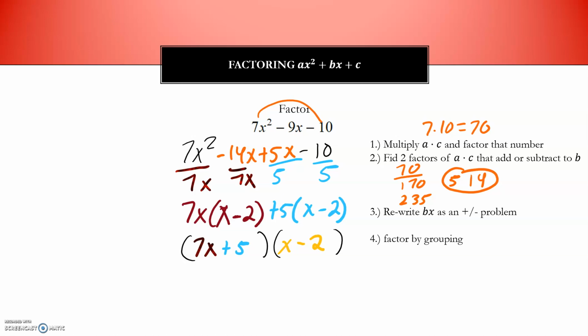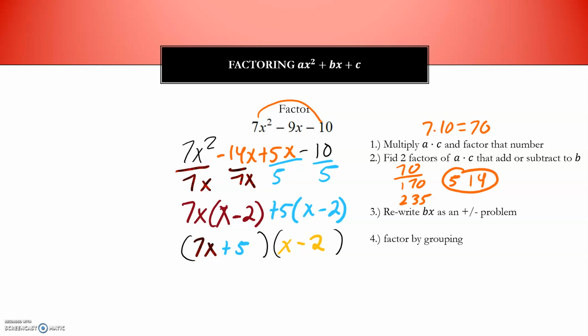So here I have a times c, 7 times 10 is 70. Factors of 70 that get me negative 9 are 5 and 14. Because the 9 is negative, I have to do the difference of 14 and 5. The 14 is the larger number, so it has to have the same sign as 9, so the 14 is the negative one. Negative 14 plus 5 is negative 9. And then check: negative 14 plus 5 is negative 9. I've done that step correctly. The greatest common factor of the first two is 7x. Dividing, I get 7x times x minus 2.